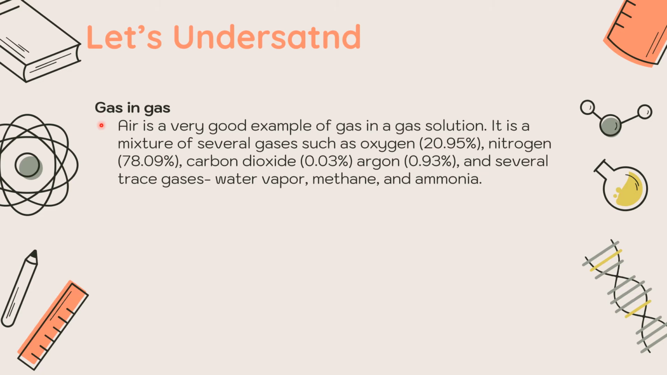Our next solution is gas in gas. Air is a very good example of gas in a gas solution. It is a mixture of several gases such as oxygen 20.95%, nitrogen 78.09%, carbon dioxide 0.03%, argon 0.93%, and several trace gases such as water vapor, methane, and ammonia. So our atmosphere is composed of different gases such as oxygen, nitrogen, carbon dioxide, argon, and water vapors.